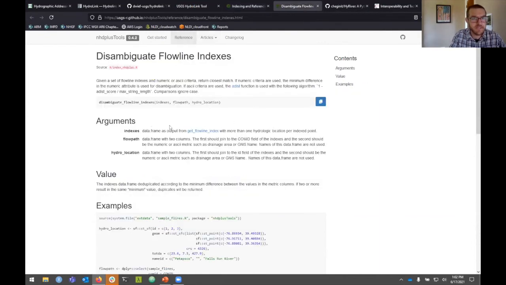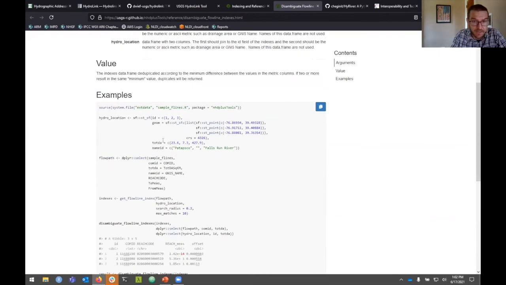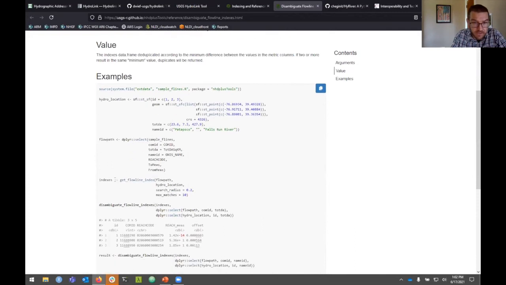And the last thing I would mention from the NHD Plus Tools package is I've recently implemented a little more functionality for indexes that is not in the vignettes yet. And the real exciting one to me is this disambiguate flowline indexes. So when you say get flowline index, you can say max matches is however many within a radius. So you might get back 10 matching flow lines within a radius.